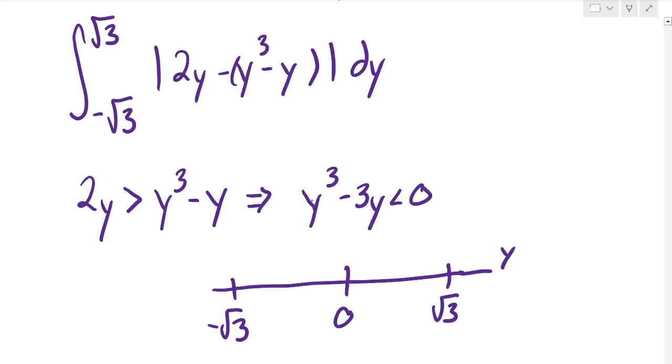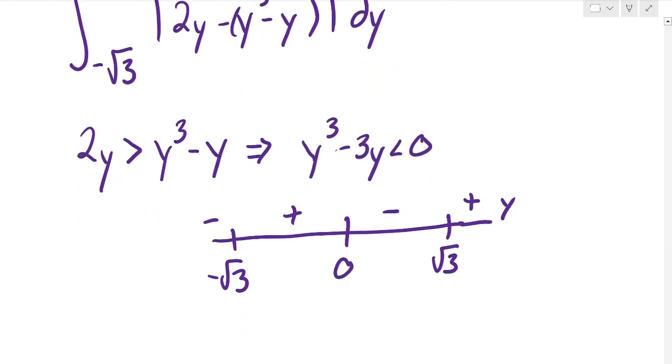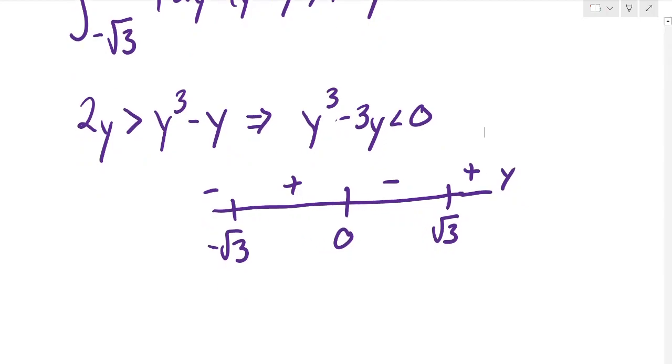If we plug in 1 to this, we have 1 minus 3, so that's negative. If we plug in negative 1, we have negative 1 minus a negative root 3, so that's going to be positive. If we plug in, say, 2, this is 8 minus 6, so positive. And if we plug in negative 2, we have negative 8 plus 6, which is negative. Okay. So we're only actually interested in the part between negative root 3 and root 3, so we don't need the entire sign chart.